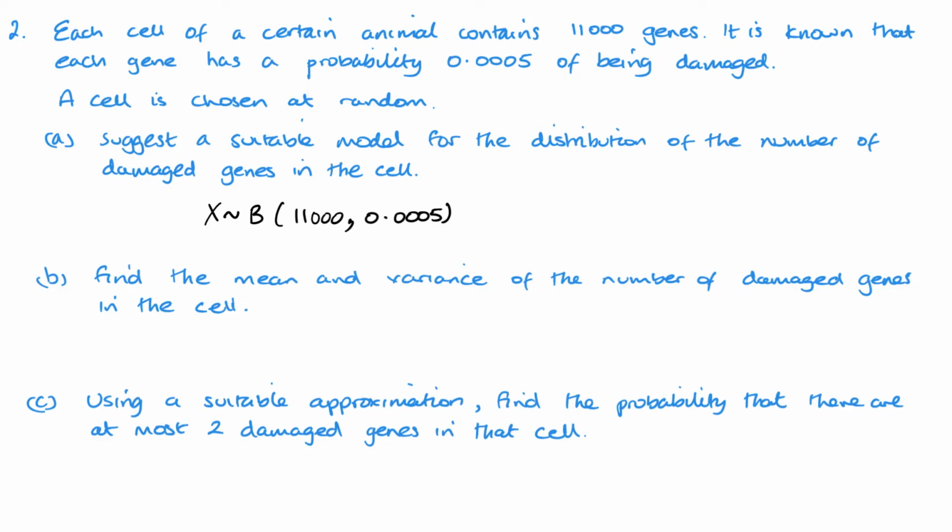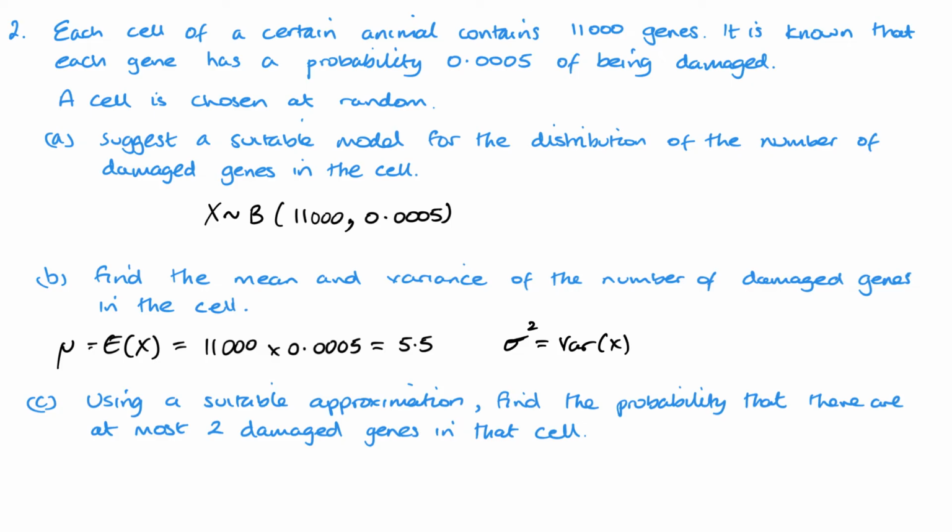Part B then is find the mean and variance. So our mean, or E of X, whichever kind of symbols you want to use here. This is going to be 11,000 times 0.0005. So that is 5.5. And then we want our variance, don't we?